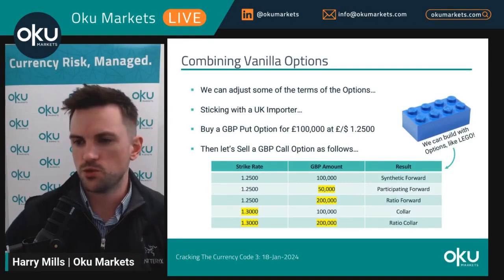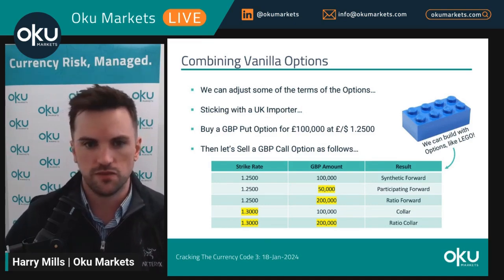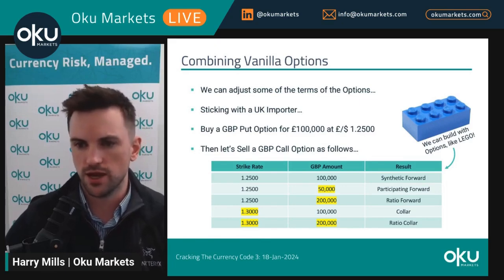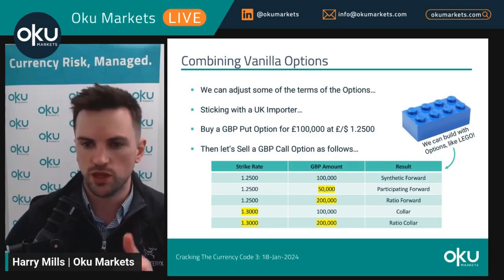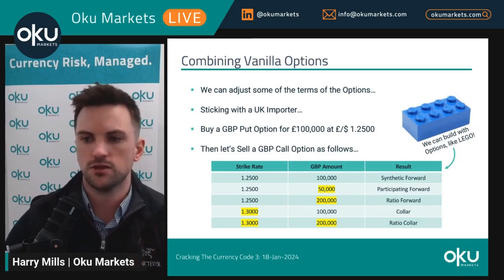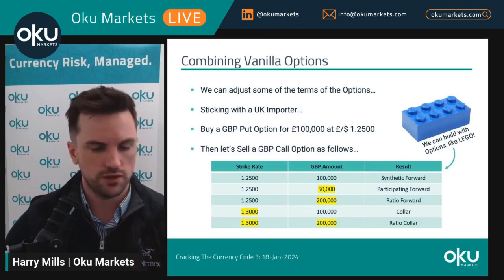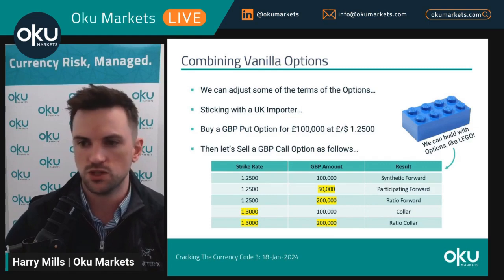We can build options like Lego, right? Using like Lego bricks. That's one of my favorite phrases for this sort of stuff. And I'm going to show you how to do that. So let's stick with the same example, a UK importer, and I've bought that protective leg of that put option. So I need to sell pounds to buy dollars, and we've done that at 125. So hopefully you're still with me at 125. £100,000 at 125 is the put option I've bought. I can sell a call option, £100,000 at 125, and I get the forward contract as we've just described.